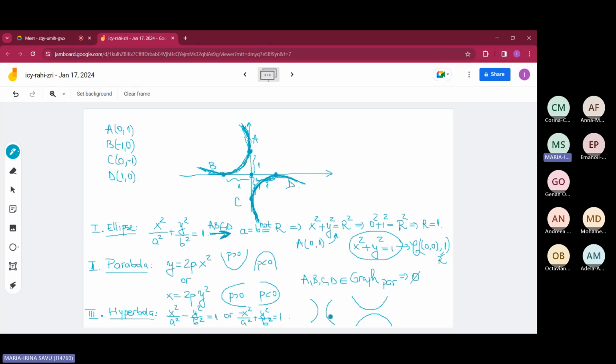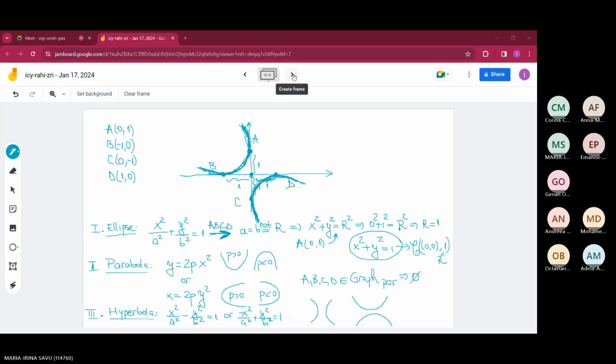So the only hyperbola associated with this equation is this one. The hyperbola associated with this equation is this one. But if you find a hyperbola which is rotated, so it will be this way, and it will contain A, B, C, and D. Can you find that hyperbola? Well, the answer is the following.